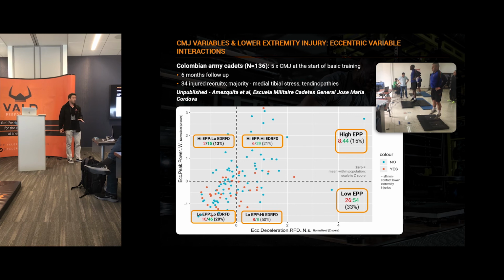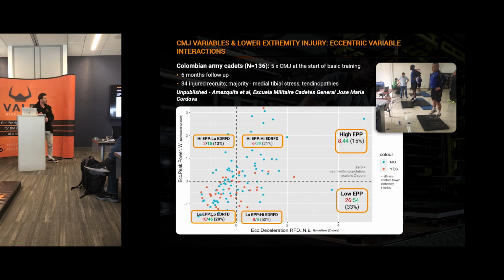And it touches on what David brought up about eccentric mean power and eccentric decel RFD. In this analysis, EPP is eccentric peak power rather than mean. So it's the same, it's a measure of eccentric power, and then the EDRFD is eccentric decel RFD.